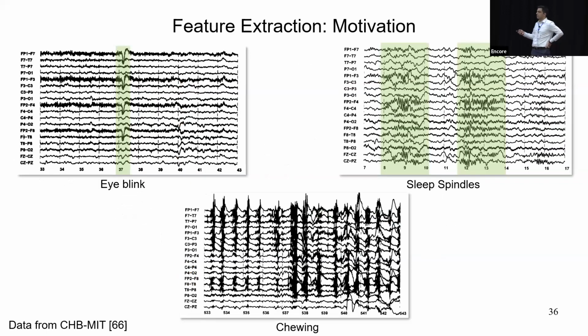Speaking of artifacts, we could have artifacts due to eye blinking, as I showed. We could have oscillatory artifacts such as sleep spindles, or more serious artifacts like those due to chewing. All of these are artifacts that do happen in the signal, and we have to be able to do seizure detection in the presence of these artifacts.